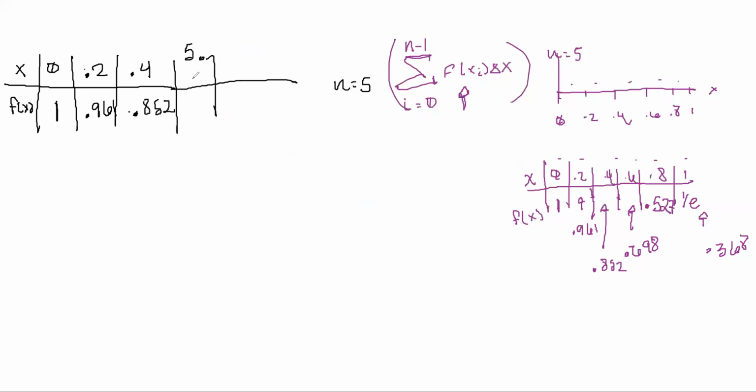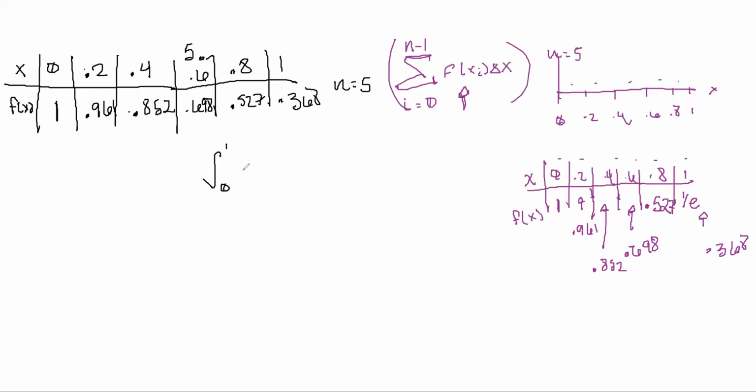This is 0.698. 527.368. Does this pattern make sense? As x gets bigger, does it make sense that f of x is getting smaller? Yes, it does make sense.